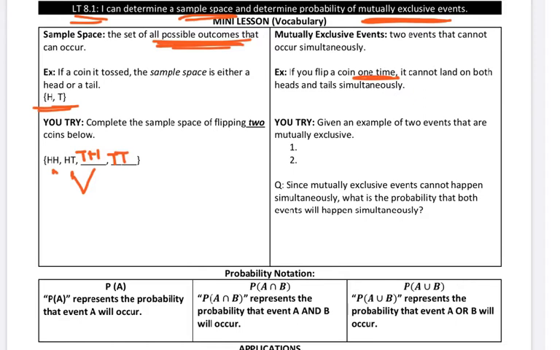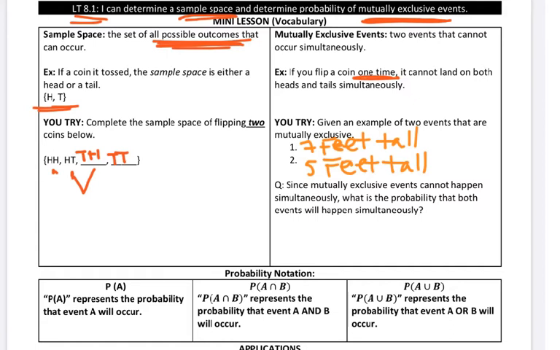I want you guys to think about an example of two events that are mutually exclusive. I'm going to give you an example, and you guys have to put your own examples. Do not put the example that I'm putting here. For example, the event that I am 7 feet tall cannot happen at the same time that I'm 5 feet tall. I cannot be both of these heights at the same time. Two things that cannot be both true at the same time.